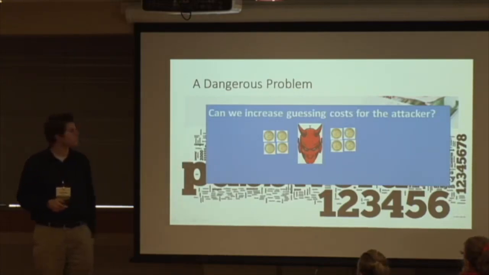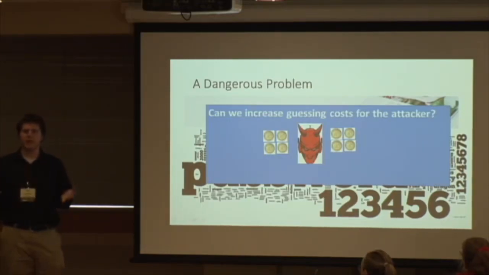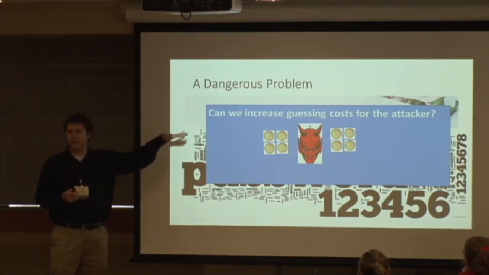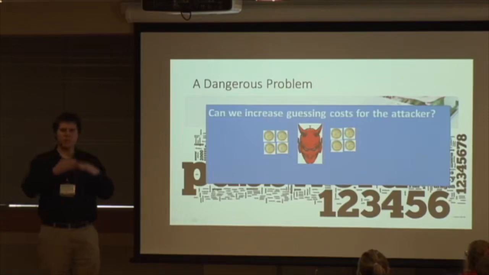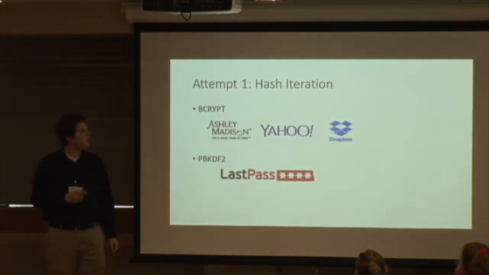of a second. So the goal is, can we actually design a function that, by design, costs a lot for the attacker to compute? So the attacker can't just sit there and enumerate through millions or billions of password guesses. Can we make this process expensive so that searching through a large dictionary becomes economically infeasible for an attacker?